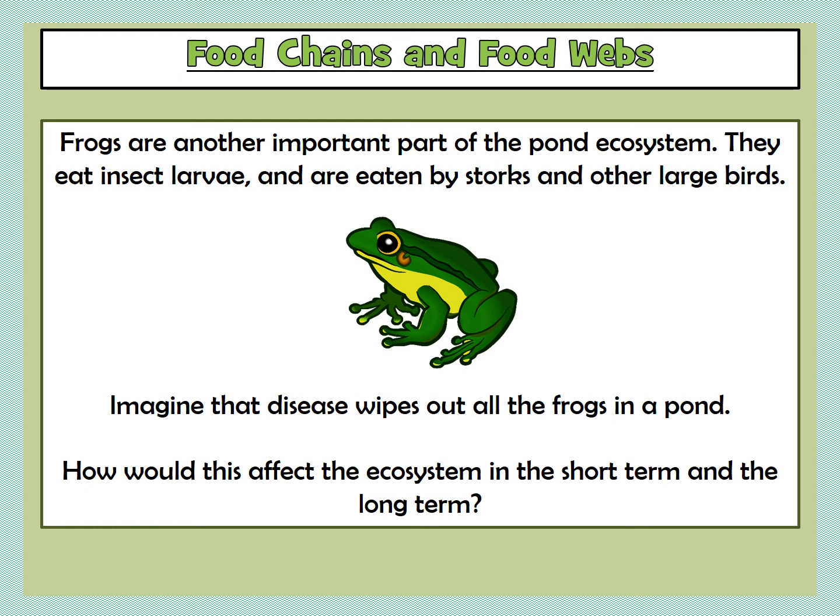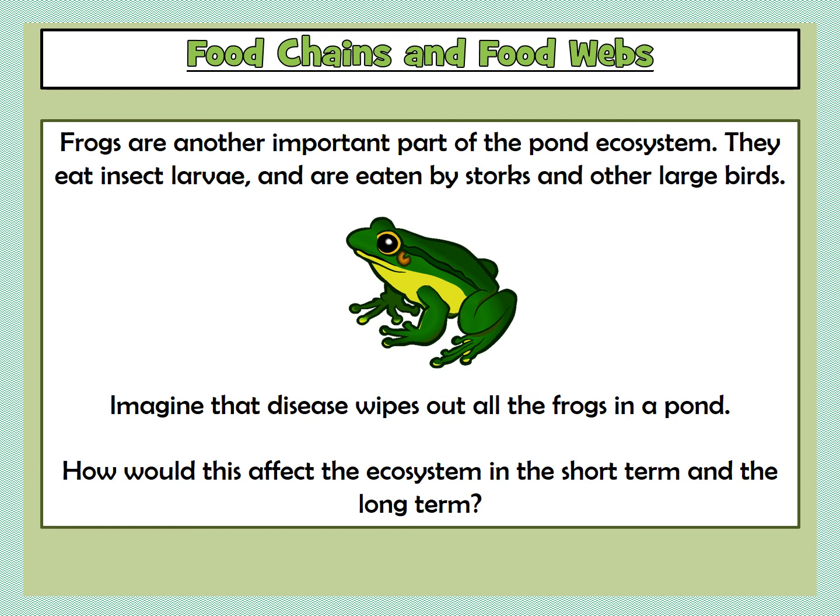So the likely changes to the ecosystem as a result of the frogs dying out are that the insect larvae who are normally eaten by the frogs are going to have a whale of a time, because they are now no longer being predated or eaten or hunted by their usual predator. So they're going to be multiplying, having fewer creatures that are going to eat them. So there will be more and more insect larvae.